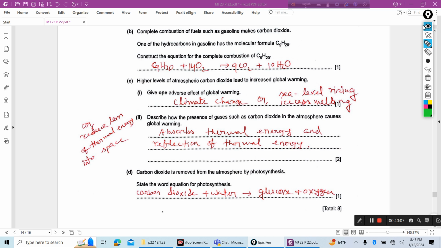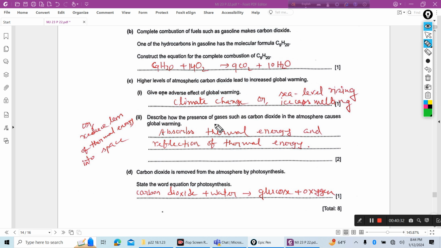Number C, higher levels of atmospheric carbon dioxide lead to increased global warming. Give one adverse effect of global warming. You know this common question: climate change, or you can write sea level rising, ice caps melting. You can write any one.